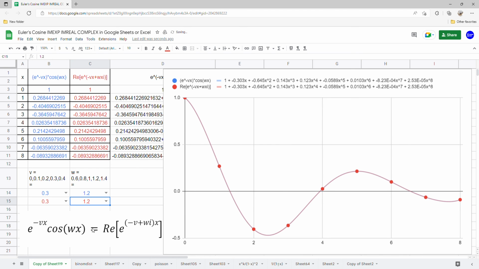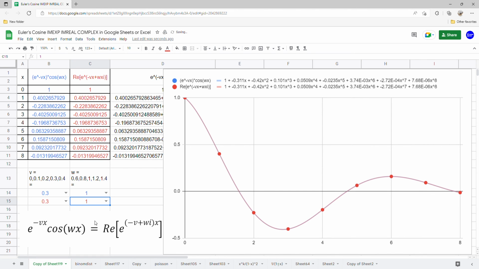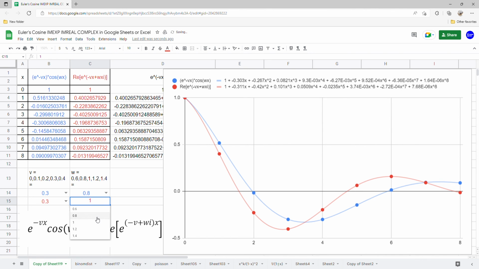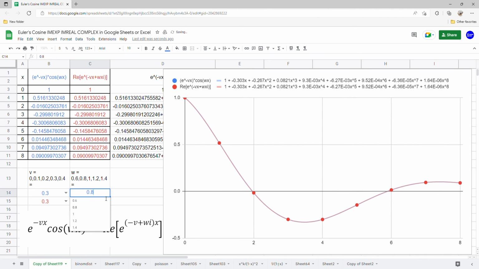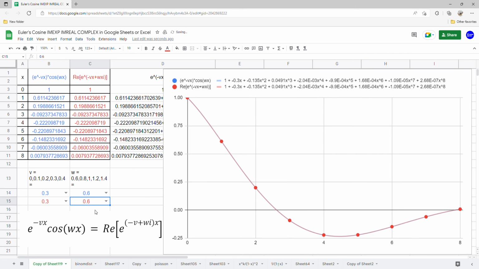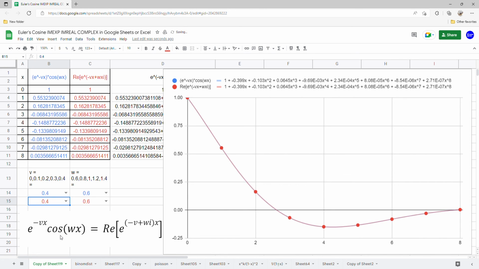Reduce this to 1.2. Reduce the frequency to 1.2, or increase the wavelength. Increase the wavelength to 1. We also catch up. Increase to 0.8, and this will be 0.8 also. 0.6, and this will be 0.6 also. Suppose we change this to 0.4. We catch up to 0.4. Now they're the same.